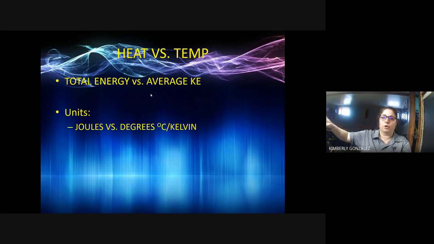Whereas for temperature, in science we deal more with degrees Celsius and Kelvin. Yes, degrees Fahrenheit does exist, but not to anybody else outside the United States or U.S. territory. So we really deal with degrees Celsius and Kelvin. Those are the units for temperature. The units for heat are going to be joules.